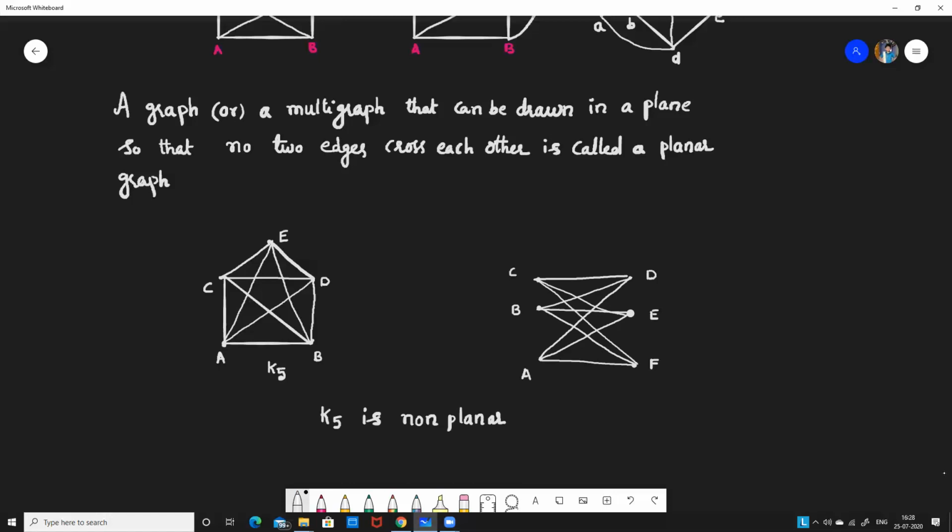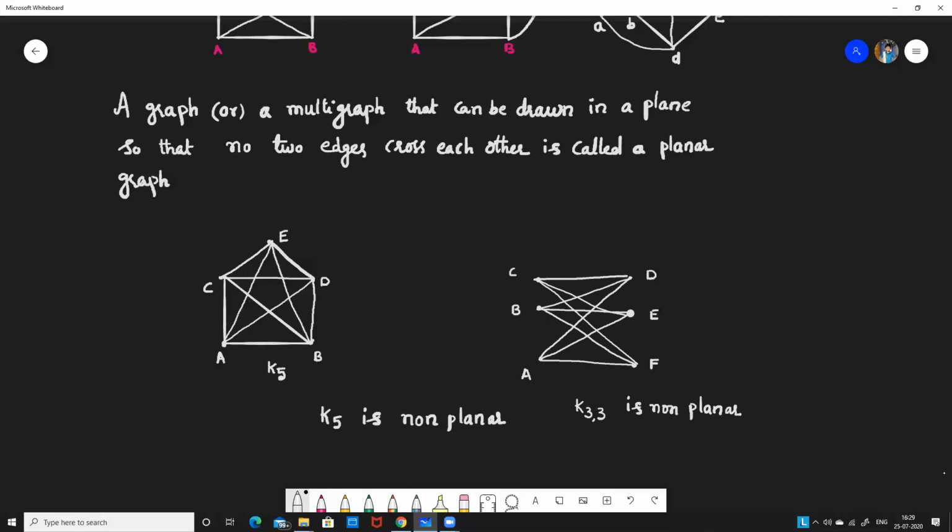This is called the K33 graph. This graph also we cannot draw in such a way that no two edges cross with each other at a non-vertex point. Therefore, it is a non-planar graph. So K33 is non-planar. K33 is a non-planar graph. Clear?